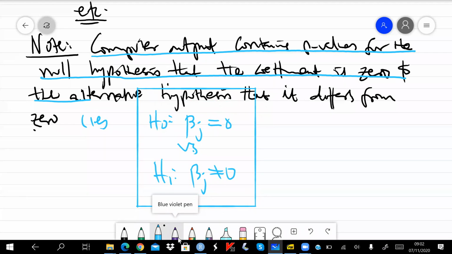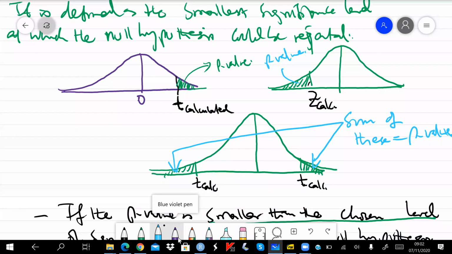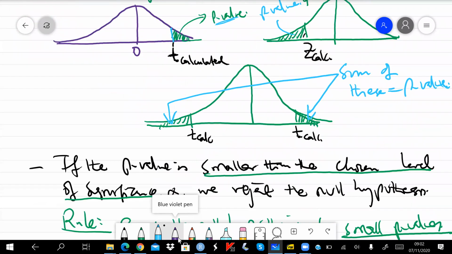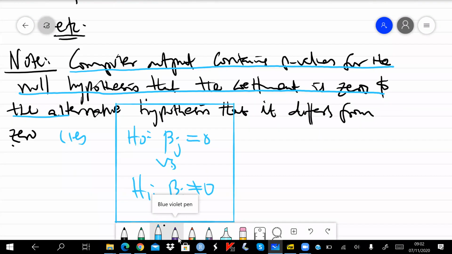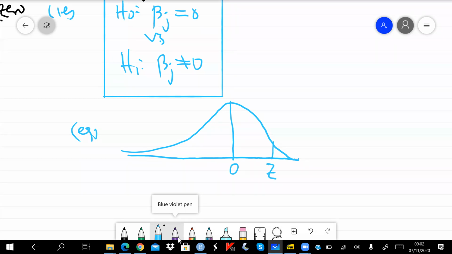So if this is not the hypothesis that you are testing, then you need to apply this idea here. Once you get the calculated T statistic or Z statistic, you place it here, then you can read out these values. If, for instance, your T calculated is 2, let me call it Z for simplicity. If this is 2, so this is 0, and this is your Z calc, which is 2.0, for instance. The p-value is the remaining area up here.